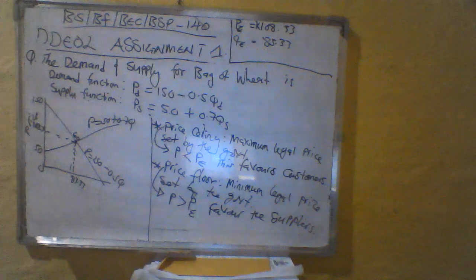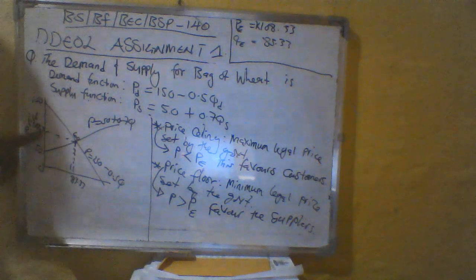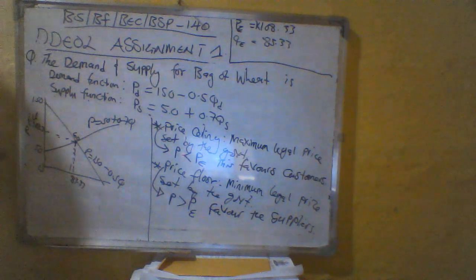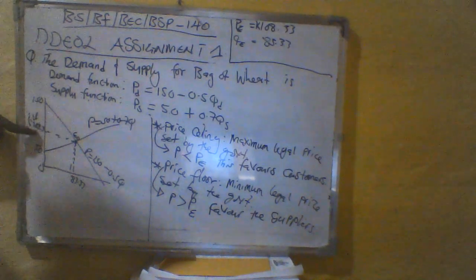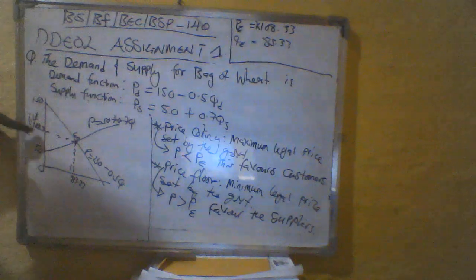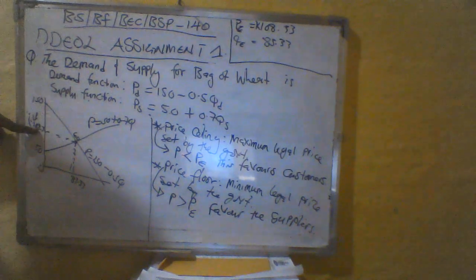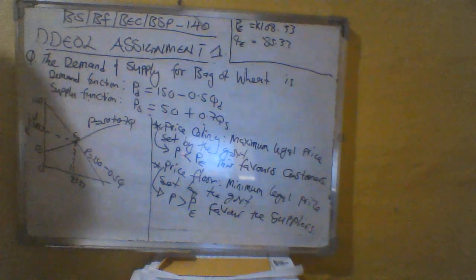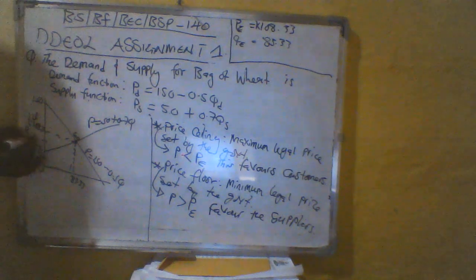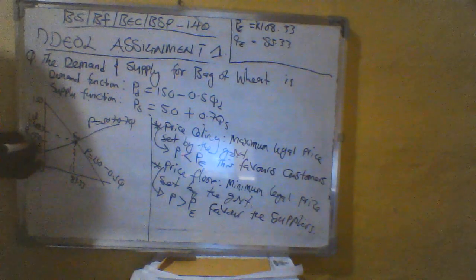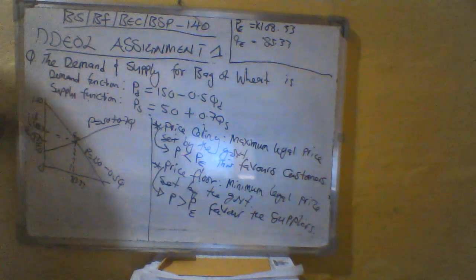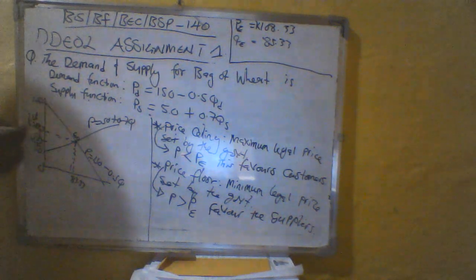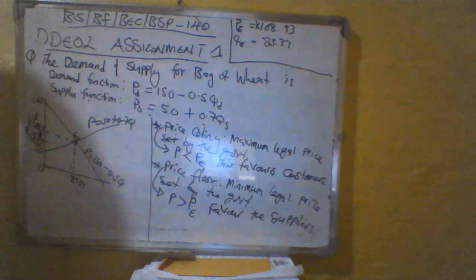So what is happening here? If 108 is my equilibrium price, and the government imposes a price saying no, don't sell it at 108, but reduce it to 35 kwacha, then 35 kwacha this time around will become the price ceiling. It is less than the equilibrium price. So any price less than the equilibrium price will become our price ceiling because it will favor the customers.